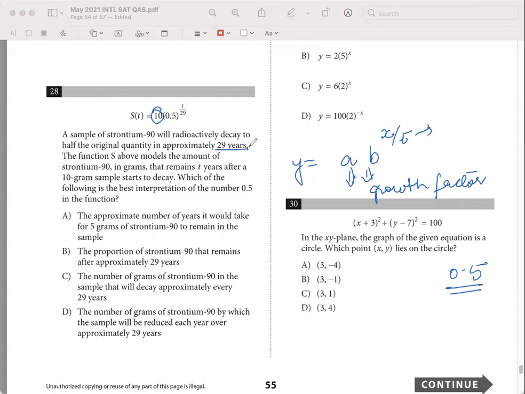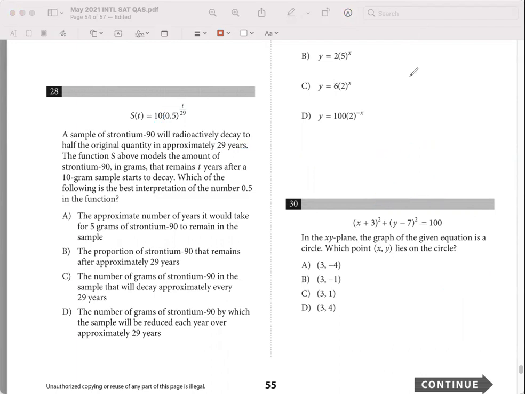So option A, the approximate number of years it would take for 5 grams? No. Option B, the proportion of strontium that remains after approximately 29 years? Yes, that's a good answer. Half of it remains. Option C, the number of grams of strontium? No. And option D also. So it's B, it's the growth factor, the proportion of strontium that remains after 29 years.